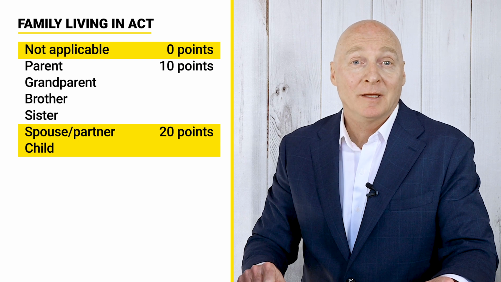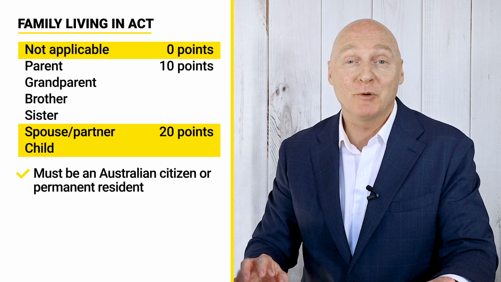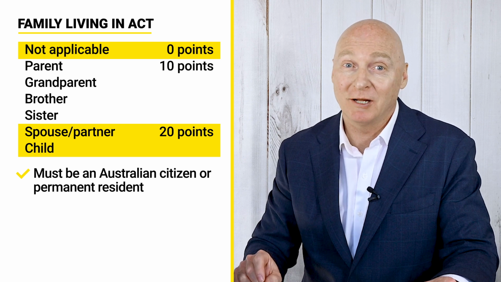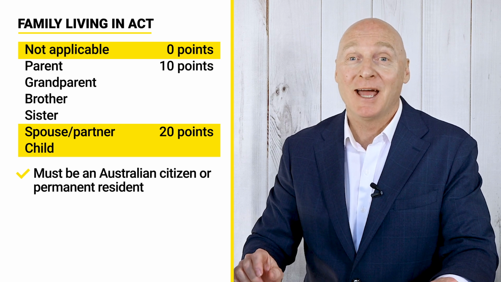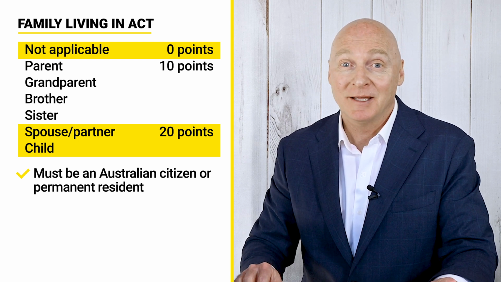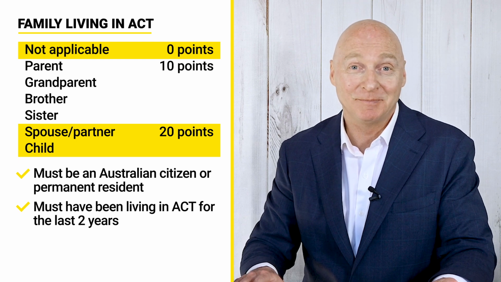Family. If you have a family member who is an Australian permanent resident or citizen, you get points if they are a partner or child. Other family members, such as parents, grandparents, siblings, are eligible for less points. The family member must have lived in Canberra for at least 2 years.